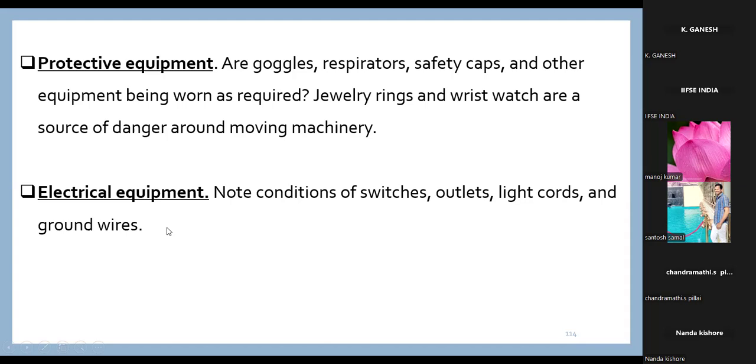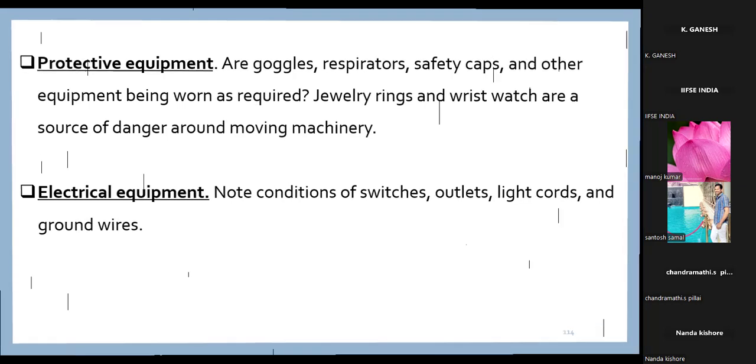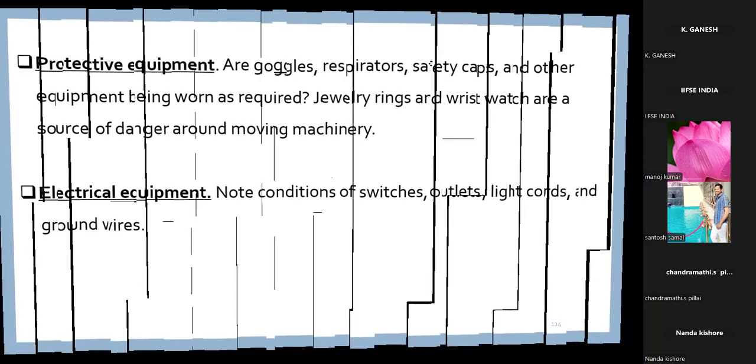Then electrical equipment: note the condition of switches, outlets, light cords and other things, ground wires. Now, why is the ground wire so important for the hazard checklist? Why do you check ground wires? Leakage current passing. Yes. Leakage current passes through the ground wire, it will avoid the potential shock. It will be routed to the ground, which avoids the shock.